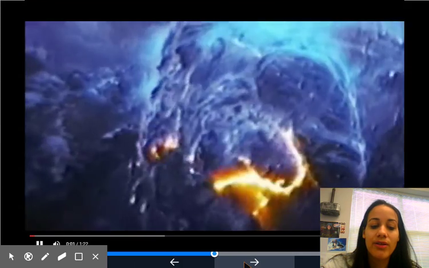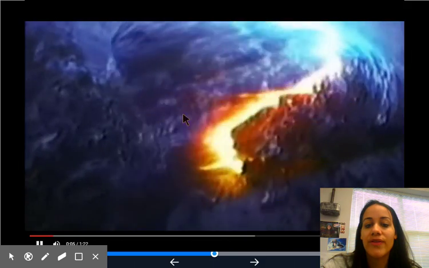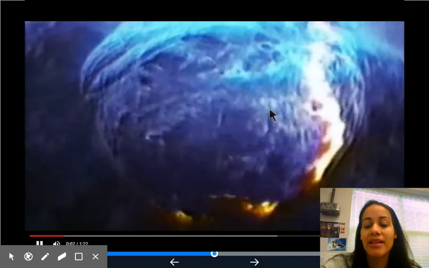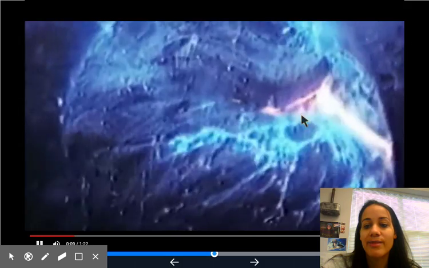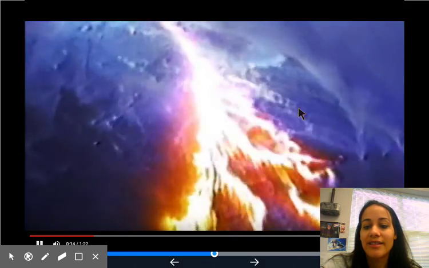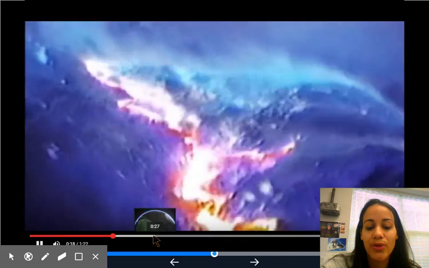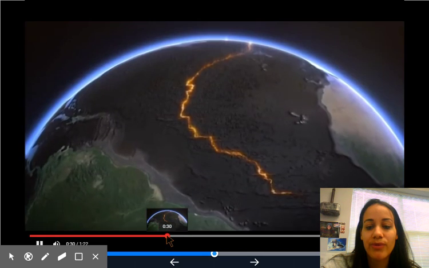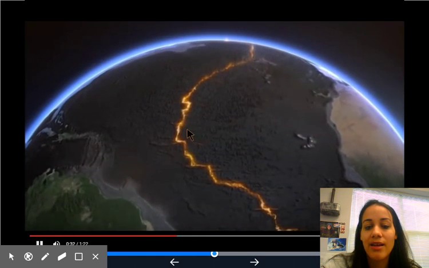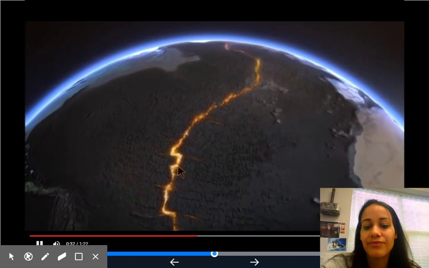But while some plates crash together, others tear apart. It happens under the ocean, like here, in the middle of the Atlantic. Lava erupts at the boundary between two crustal plates. The ridge is a line of underwater volcanoes, and it's here that new oceanic crust is formed.